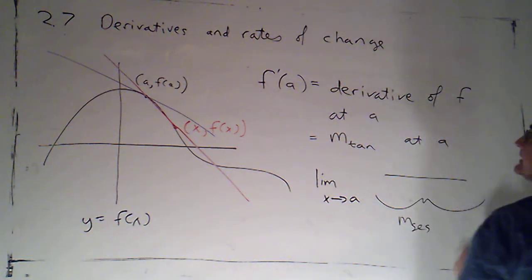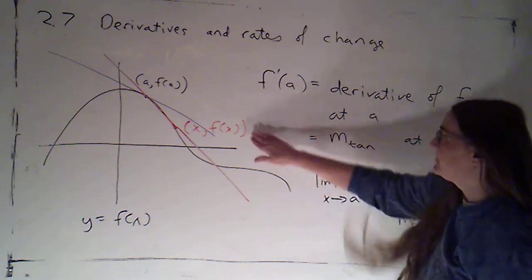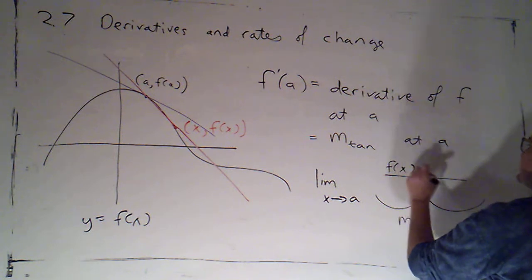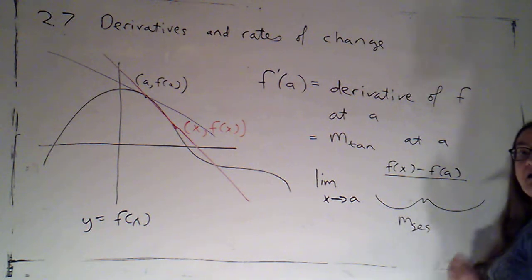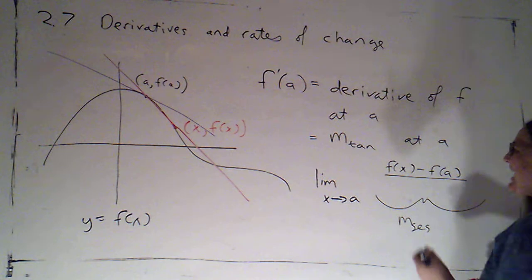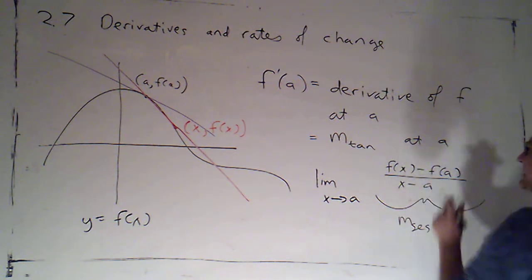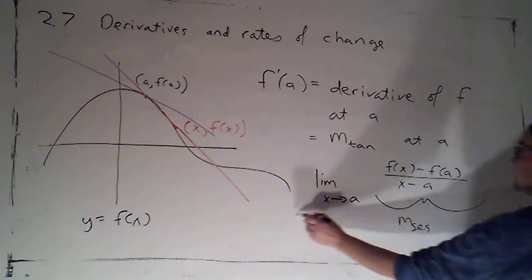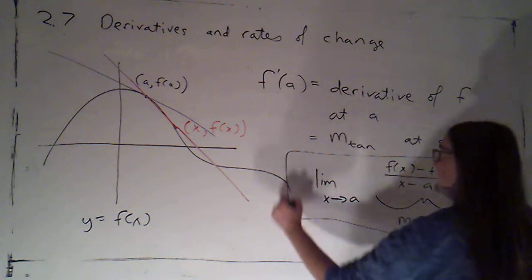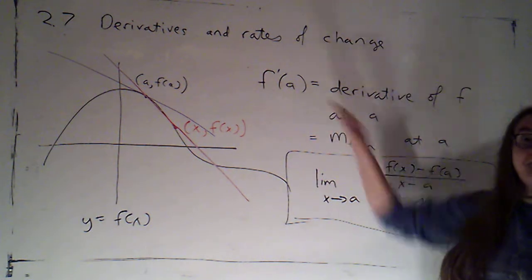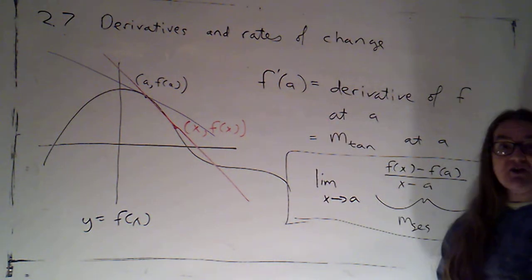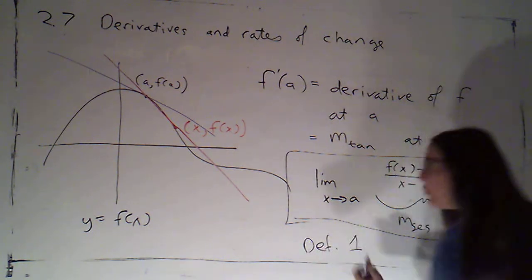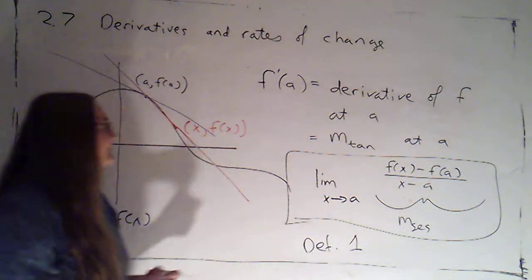And the slope of a secant line is just rise over run. The rise is the change in y values, so that'll be f of x minus f of a. Over the run is the difference in x values, and that's just x minus a. So this is the definition of the derivative of f at a, and this is the notation that we can use for that. This is what the book actually gives you as definition 1 in section 2.7.